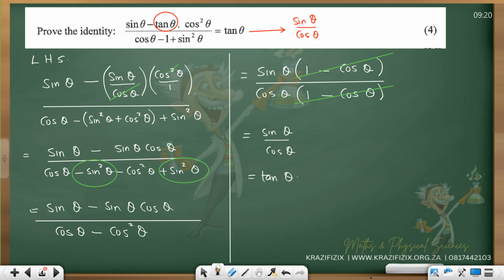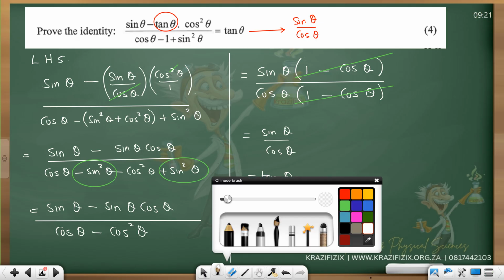Are we good? Please, you can take a screenshot of this as well. Thank you, Alima. Are we okay, guys? It's just simplifying. You're factorizing, you know. That's the algebra that I said. We apply our knowledge of algebra.